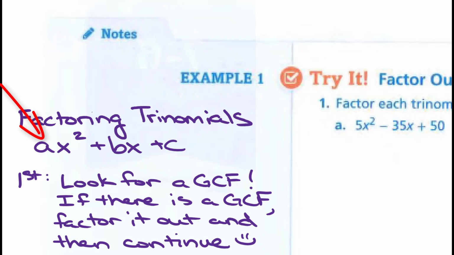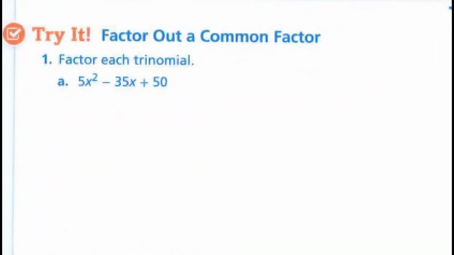So the first thing we're going to do when we have a trinomial to factor that has a coefficient, so a number in front of our x squared, is look for a GCF. If there is a GCF, we'll factor that out and then continue. Let's look at an example. Example 1. Factor each trinomial, 5x squared minus 35x plus 50.